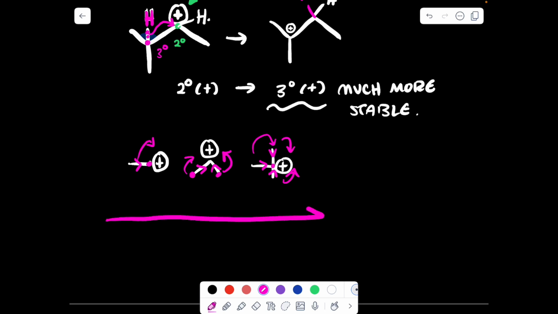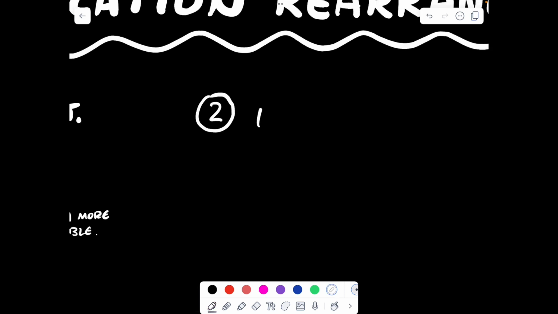So stability of carbocations increases with the degree of substitution. And what I mean by this is a 1' is less stable than a 2', which is less stable than a 3' carbocation. And we can also have a methyl shift.